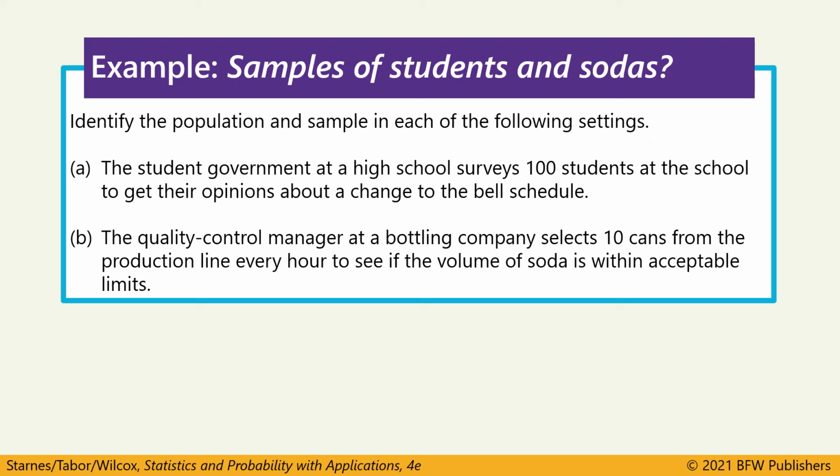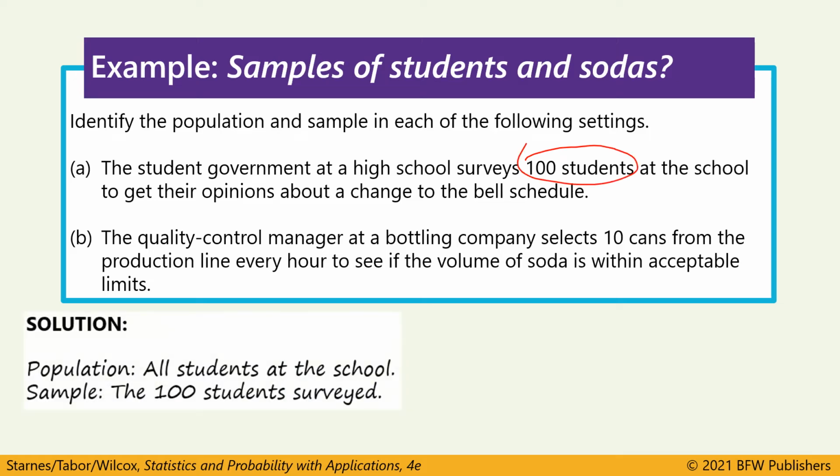So in these two problems, what's the population and what's the sample? In part A, it says the student government at a high school surveys 100 students at the school to get their opinions about a change to the bell schedule. The sample is going to be the 100 students that they chose to speak to. And the population is going to be all the students at the school. Hopefully, the 100 students that they speak to are representative of the entire population.